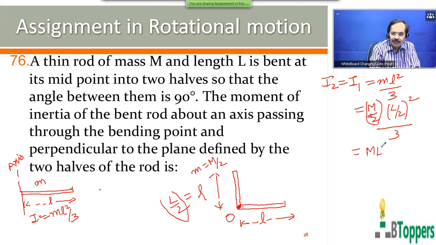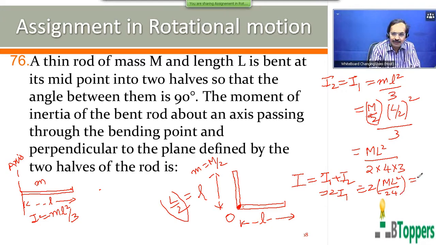So that will be ml square by 2 into 4 into 3. So total moment of inertia of the system of the two parts, you can write I1 plus I2. Because I1 and I2 are equal, that will be 2I1. So if you substitute this value here, that is 2 into ml square by 24, or ml square by 12 is the answer.